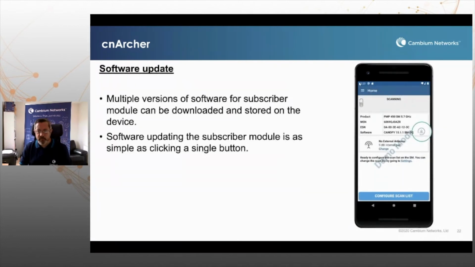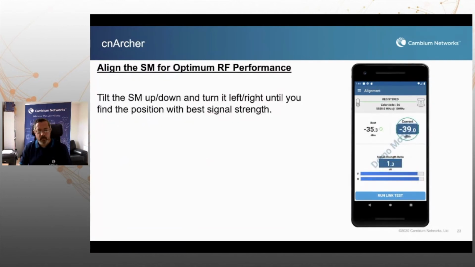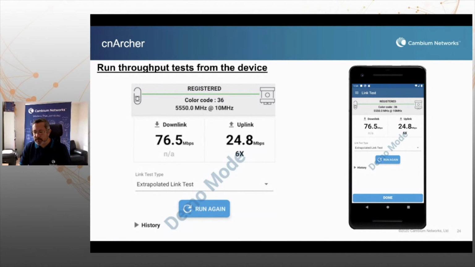All the software for all the subscribers can be downloaded locally to the phone, so even if you don't have connectivity where you are, you have everything stored on your phone. Alignment is super easy, with the best signal being displayed, so you can always move back there. And of course, what we're really selling is a data connection, and the ability to test and to submit that in an installation report is vital to any great installation.